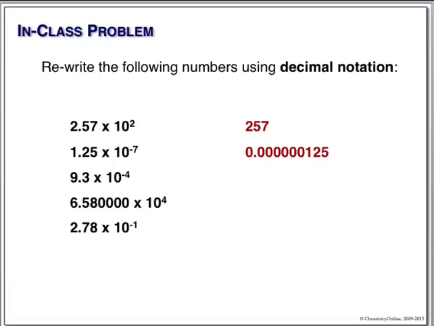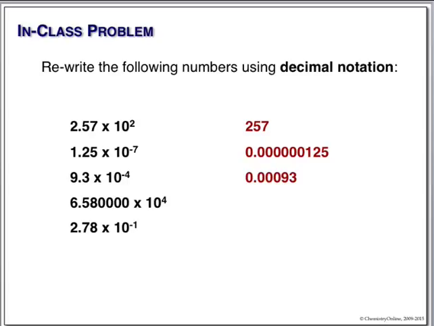9.3 times 10 to the minus 4. We're going to put 3 zeros in front, and of course another 0 in front of the decimal. Here we have 6.580000 times 10 to the 4th.